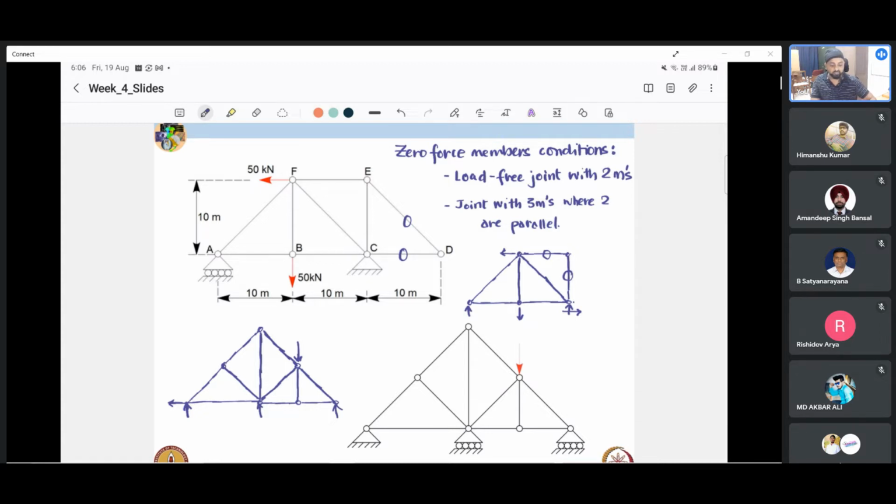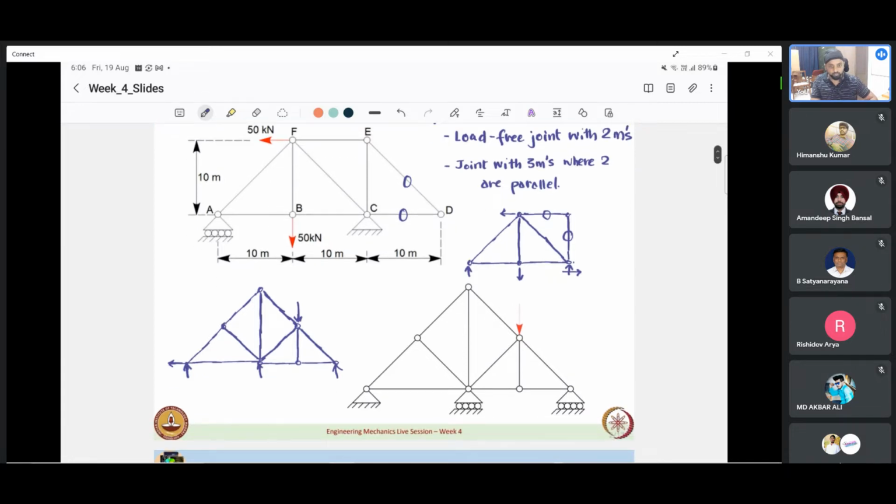That is, you are applying these conditions subsequently. For example, if we take the truss on the bottom right, first, if we were to take this joint, we are able to see that there are three members connected to that joint, out of which two are parallel. So we draw the conclusion that this is a zero force member. So far so good.